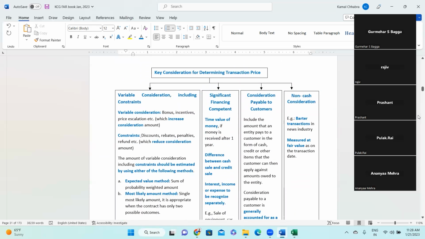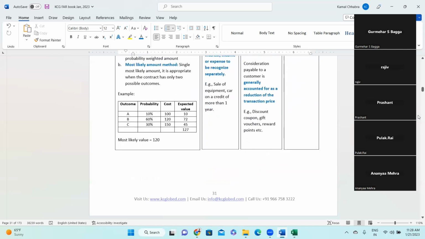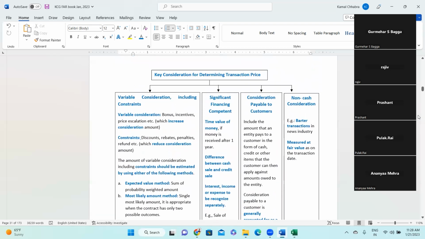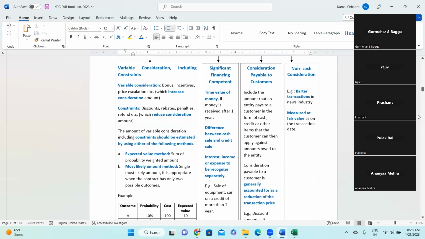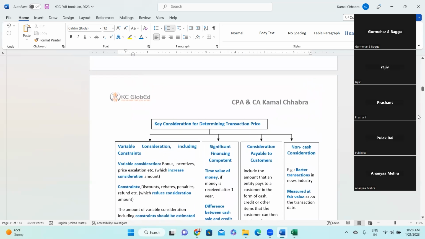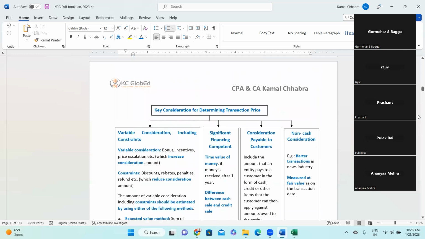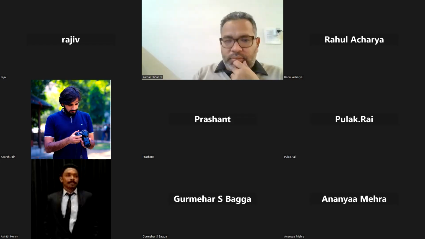Now coming to the key considerations to determine the transaction price. Maybe we can take a break over here because this is a bigger topic. We may not be able to finish in the next few minutes. So it's 11:30. We can take a break and come back at 12, and then we'll start from this key consideration to determine the transaction price. Sounds good? Okay, yes, sir. So let's come back at 12 and we'll start from this major topic. Thank you.